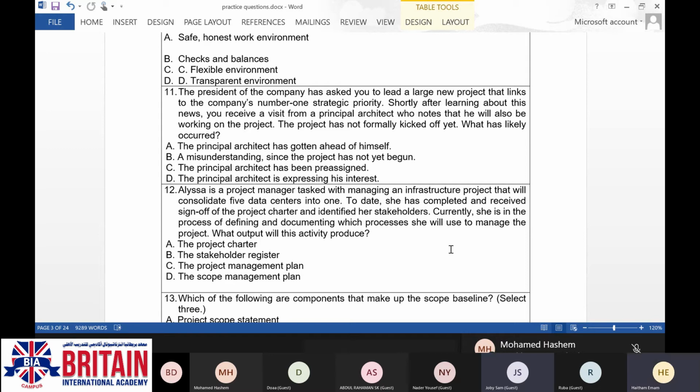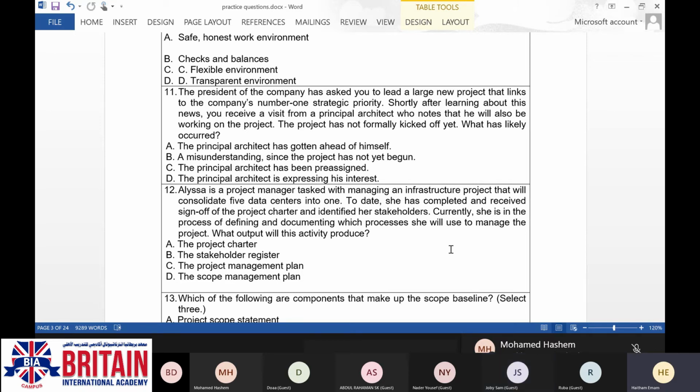Actually, I cannot hear you, Juby. What I was saying was, the question itself says they have already given that the project charter is already signed off. So option A is incorrect for sure. The stakeholder register and the scope management plan are part of the project management plan. Yes, correct.